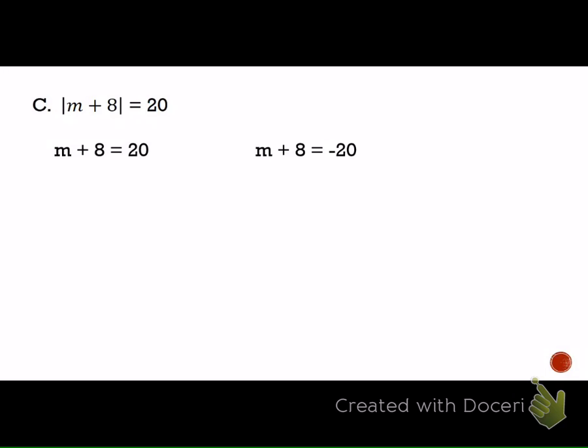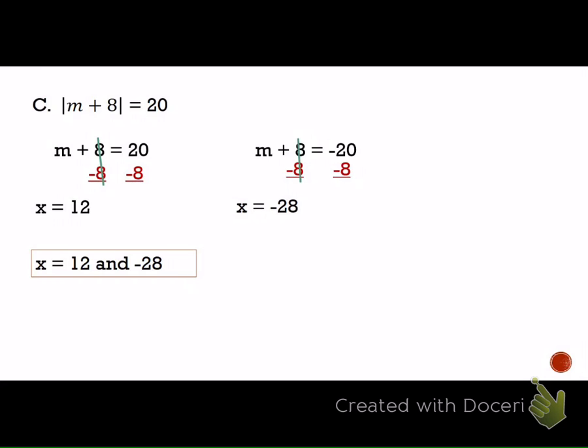How do I get the m by itself? Subtract 8. What is 20 minus 8? 12. 12 is one of my solutions. Solve it the same way, but what's negative 20 minus 8? Negative 28. Good. So there are my two solutions here. Once again, you can plug them back in. 12 plus 8 is 20, and the absolute value of 20 is 20. Negative 28 plus 8 is negative 20, and the absolute value of negative 20 is 20.